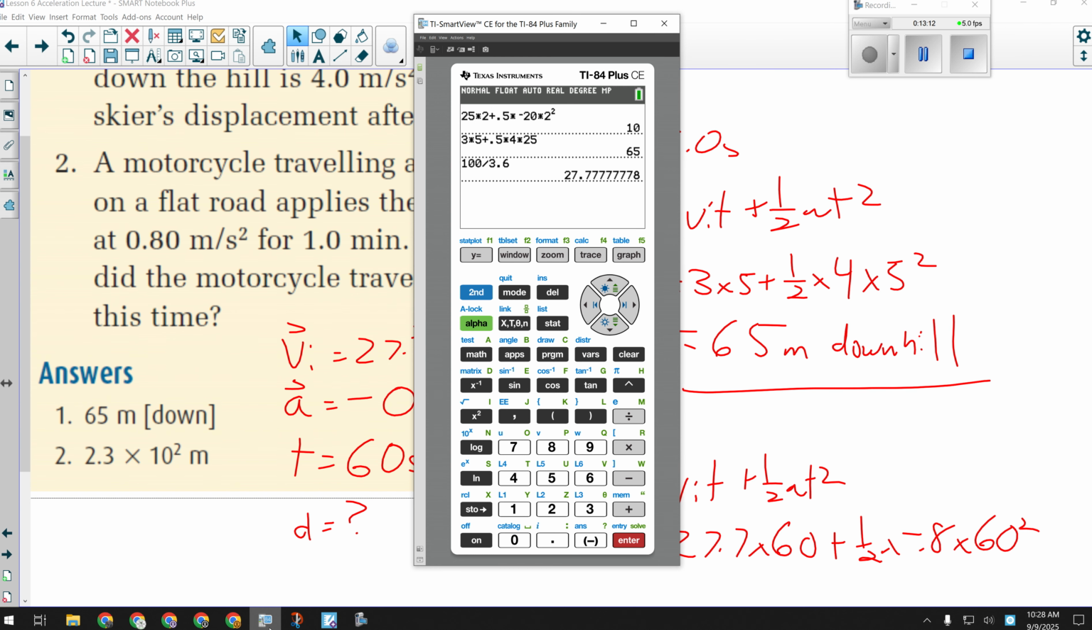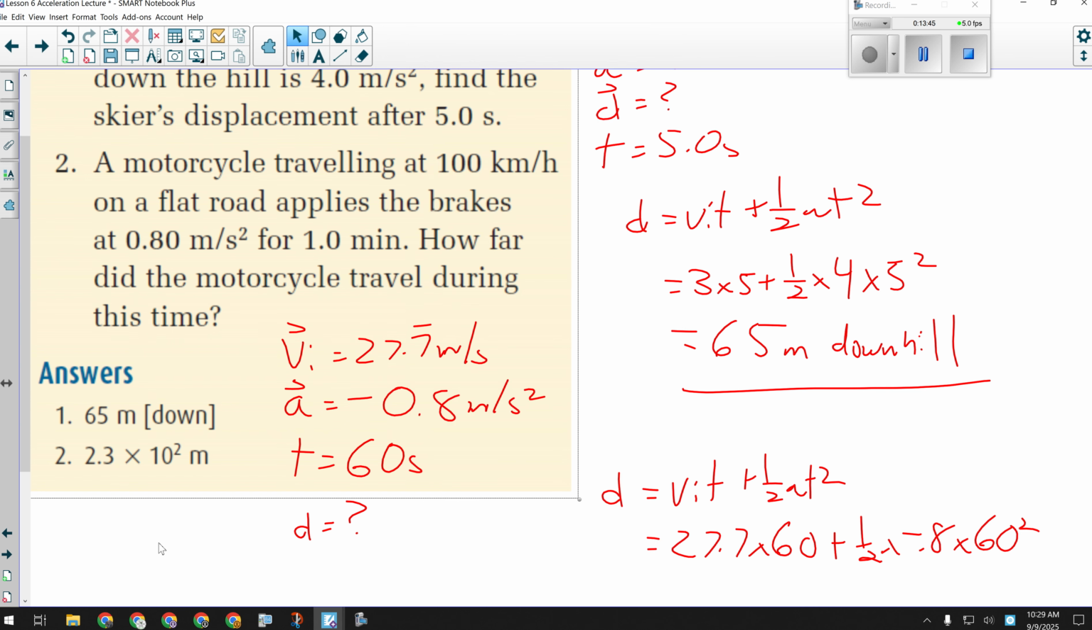So take that number there and multiply it by 60 plus 0.5 times negative 0.8 times 60 squared. To 2 significant digits, because that's all we have in that question, it would be 2.3 times 10 to the 2 meters, because the 6 would round up the 2. Everybody with me there? Lots of times you're going to use scientific notation in this class. Any questions on that formula?